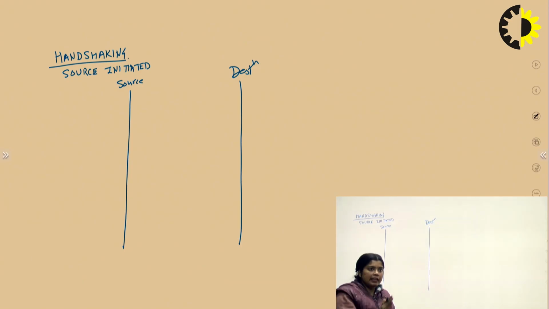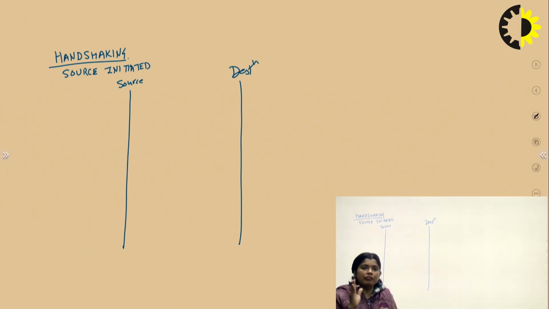Fine. Why did the handshaking method come into existence? Because in the Strobe control, there is no way of finding an acknowledgement from the destination. It means I don't know whether my data has reached there or not. That's why there is the handshaking method. In the handshaking method, there are 3 phases. The first phase is the mutual consent, which is connection establishment. The second is the data transfer. And the third is connection close.